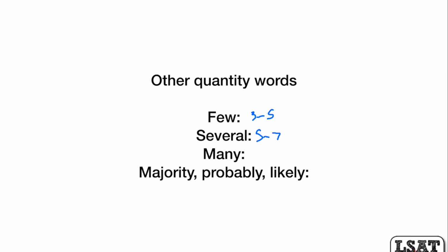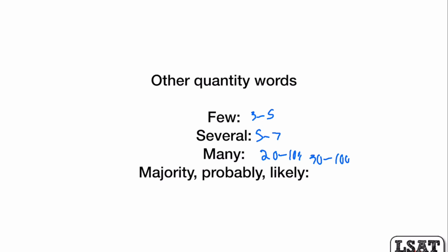Many is context dependent, but it's probably like 20 to 100 or 30 to 100. It all depends on the context, and this is not a very important distinction, but if you're going to say not many, then it would be like 1 to 19 or 1 to 29. Again, the LSAT is not going to be that precise about this, but you just have to know roughly what these words mean.